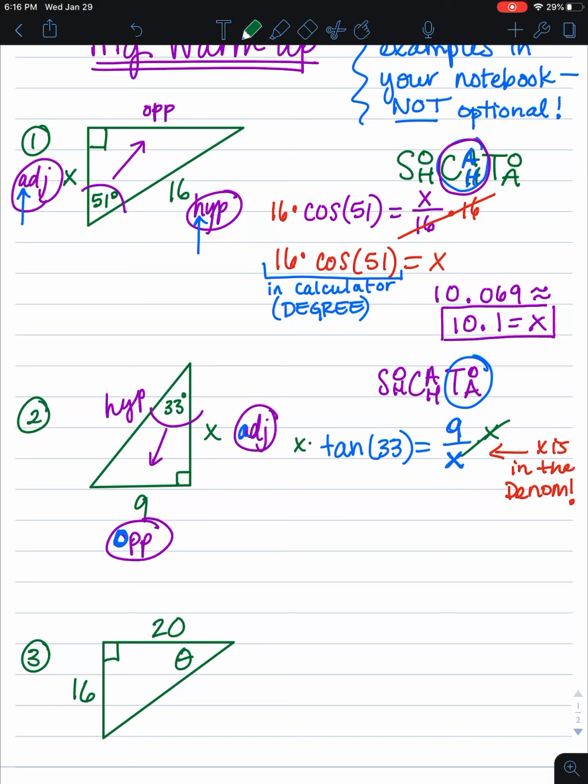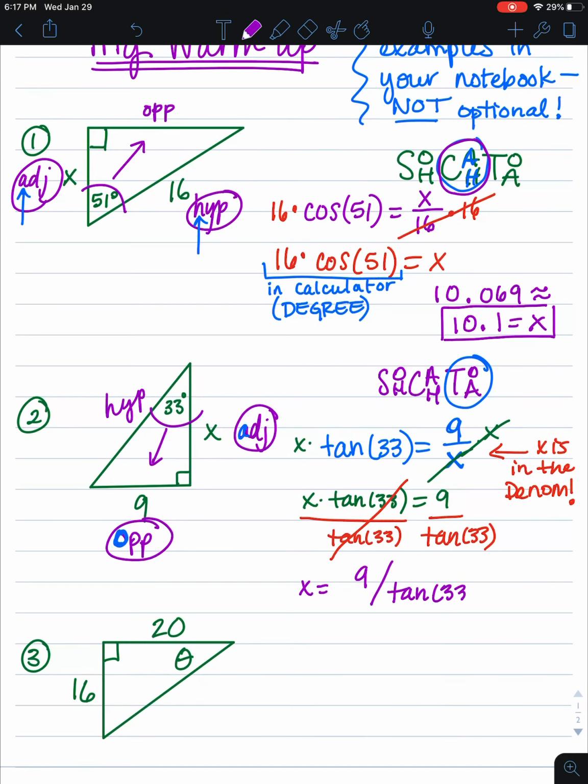That will cancel this out, and I have x times tangent of 33 equals 9, but I still need to get x by itself, so now I have to divide by tangent of 33. 9 divided by tangent of 33. So what you're going to type in your calculator is 9 divided by tangent 33.